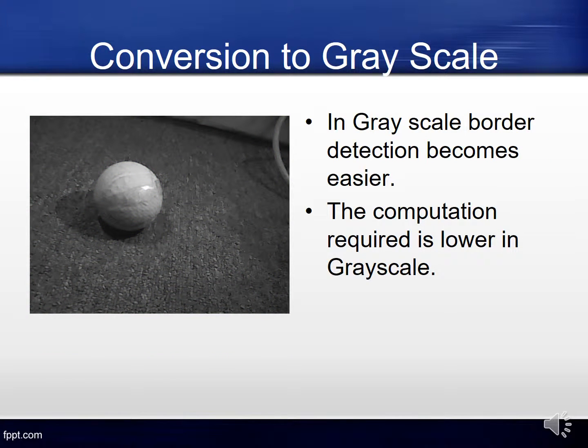Then, we have converted this RGB image into a grayscale image, since it is easier to detect the borders in a grayscale image. It also reduces the computation overload of the color image.